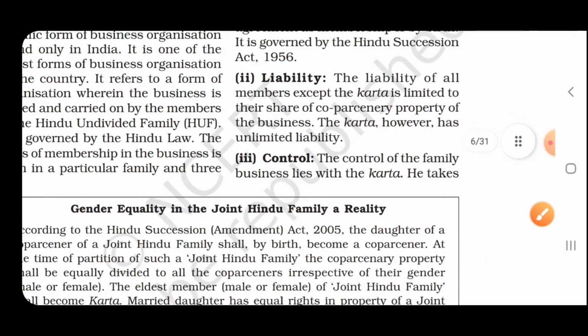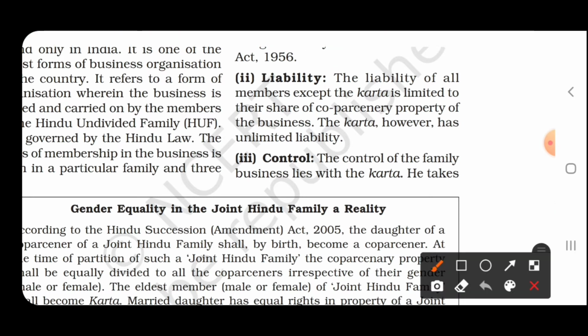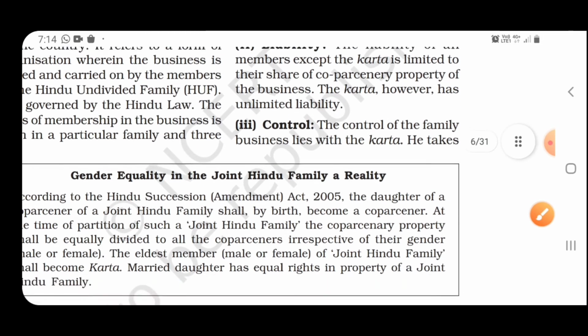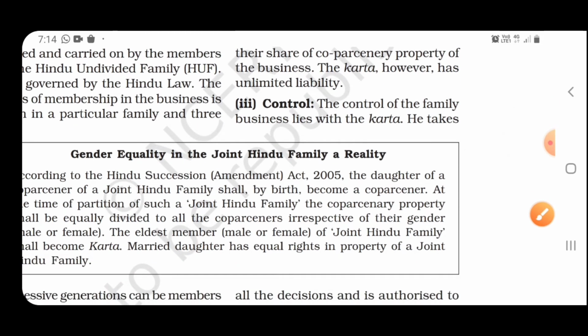The second one is liability. Liability of all the members except the Karta is limited to their share of coparcenary property of the business. The Karta, however, has unlimited liability. Karta is the main person who is looking after the business. So he has unlimited liability, and the others under him will have limited liability. The third one is control. The control of the family business will be with the Karta, that is the main head.